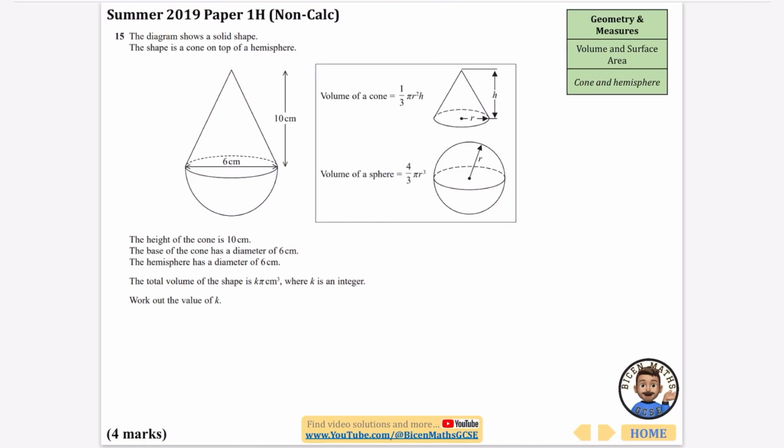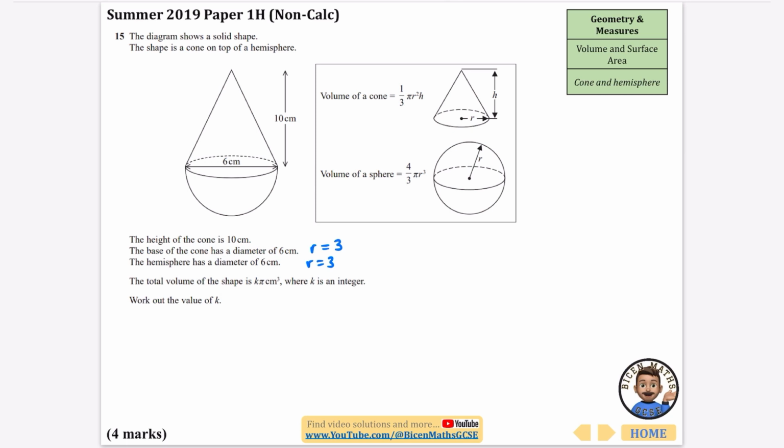Okay, so this question, we've got two shapes that are stuck together. We have a cone on top of a hemisphere, and again, they've given you the formula of a cone and the formula for the volume of a sphere. And it says the height of the cone is 10, and the base of the cone has a diameter of 6. Well, as soon as I see the diameter is 6, I want to write down that the radius is 3, and the hemisphere has a diameter of 6, which means it also has a radius of 3. The total volume of the shape is k pi centimeters cubed, where k is an integer. Work out the value of k.